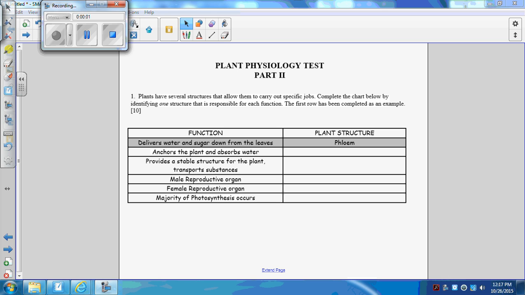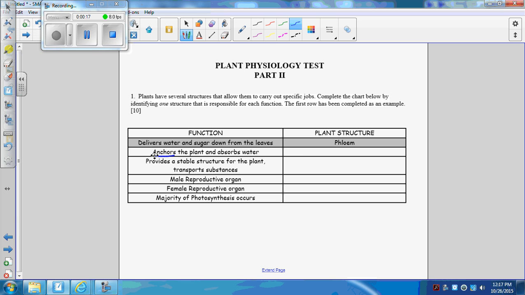All right, part two. Plants have several structures that allow them to carry out specific jobs. Complete the chart below by identifying one structure that is responsible for each function. The first row has been completed as an example. All right. Anchors the plant and absorbs water. Well, keyword: anchors. Use the test to take the test. This was in part one. The only possible answer could be roots.